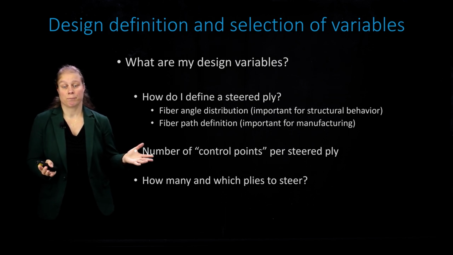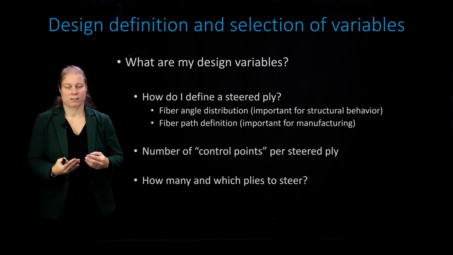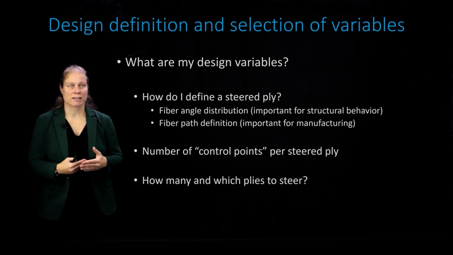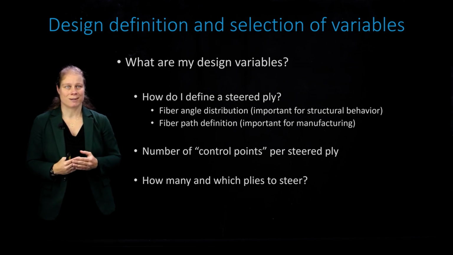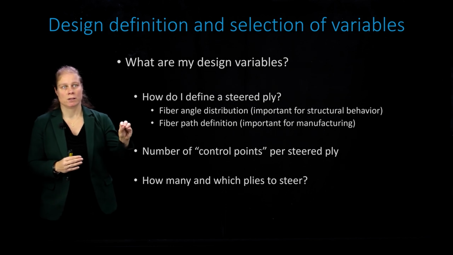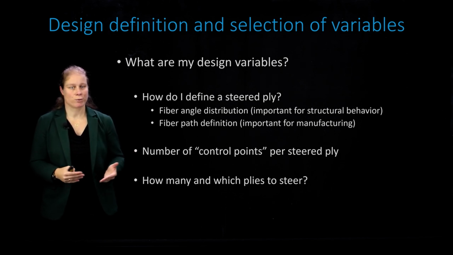When I define one, the things that are important are the fiber angles. As a structural engineer, that's what really drives your structural behavior. But then the path that the machine has to follow is another one. And those two are directly linked with equations, so you can't decide on those independently. And then, how many control points? It goes with the first question, and I'll walk through my thoughts on that. And then, how many and which plies to steer? If you have 24 total plies or layers, how many of those are going to have a unique definition?